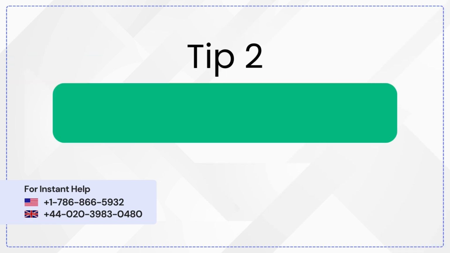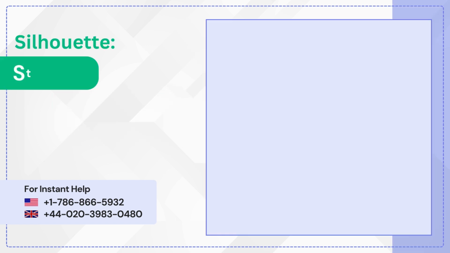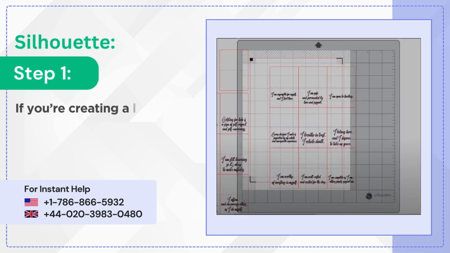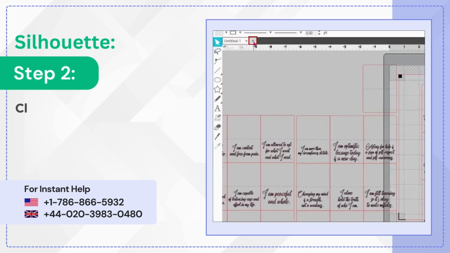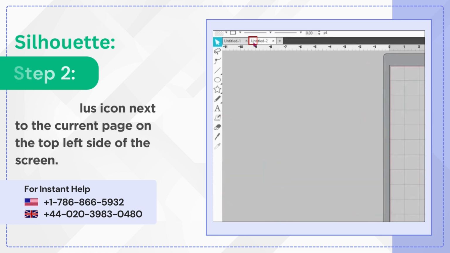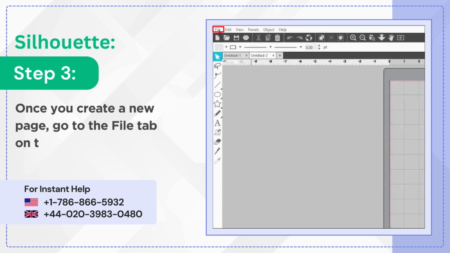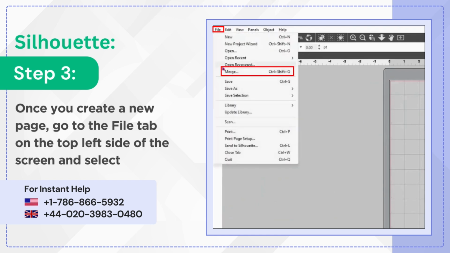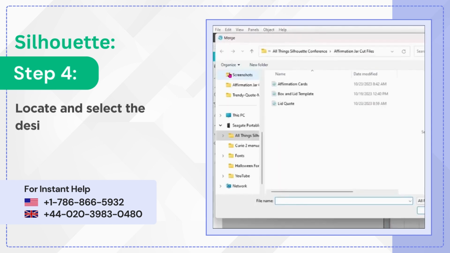Tip 2. Use multiple pages for large projects and different materials. Step 1. If you're creating a large project with different materials, you can open multiple pages. Step 2. Click the plus icon next to the current page on the top left side of the screen. Step 3. Once you create a new page, go to the File tab on the top left side of the screen and select Merge. Step 4. Locate and select the design and load it into the page.